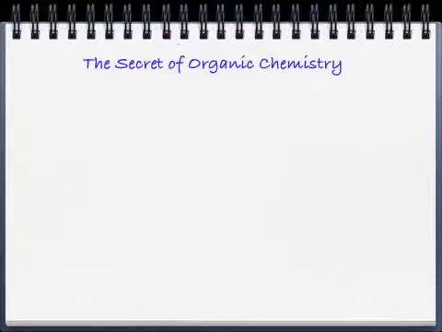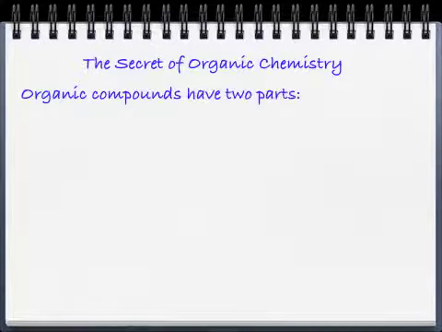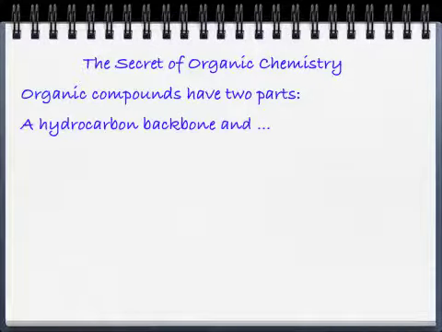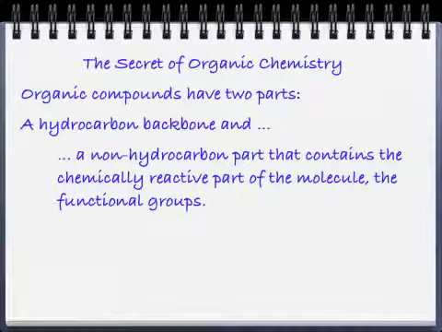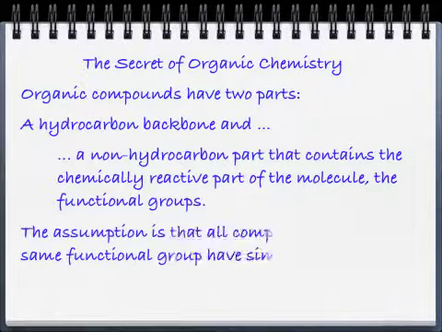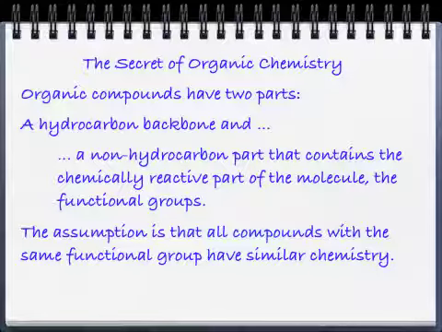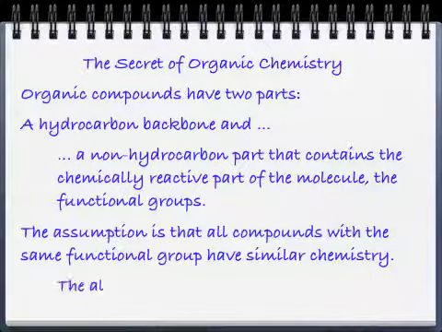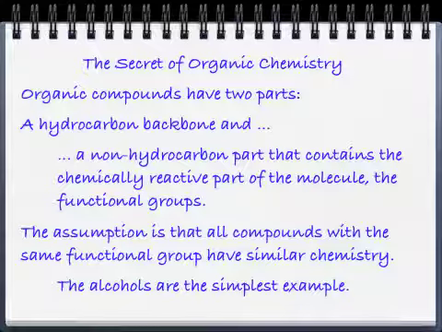So here's the secret of organic chemistry. The reason that we can do this at all is that organic compounds have two parts. They have the hydrocarbon backbone and a non-hydrocarbon part that contains the chemically reactive part of the molecule, the functional groups. The functional groups define the chemistry of the compound, and we generalize it to say that all compounds that have the same functional group have similar chemistry. So instead of having to memorize the properties of 100 molecules, we only need one, and we hope we can generalize. The alcohols are the simplest example.